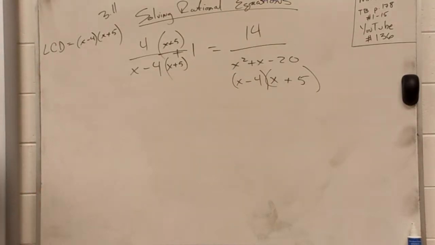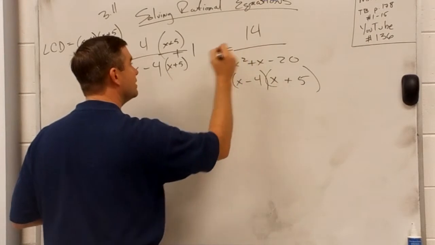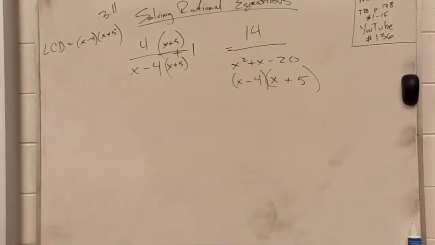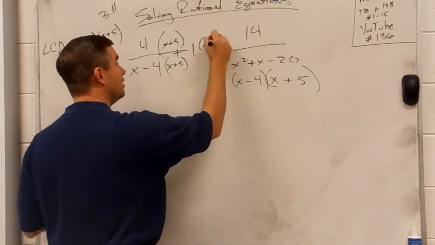Top and the bottom on that first fraction. I should have given myself a little bit more room here. All right, what about the plus 1? What do I have to multiply the top and bottom on it by? Both of them. Exactly right. X minus 4 and x plus 5.